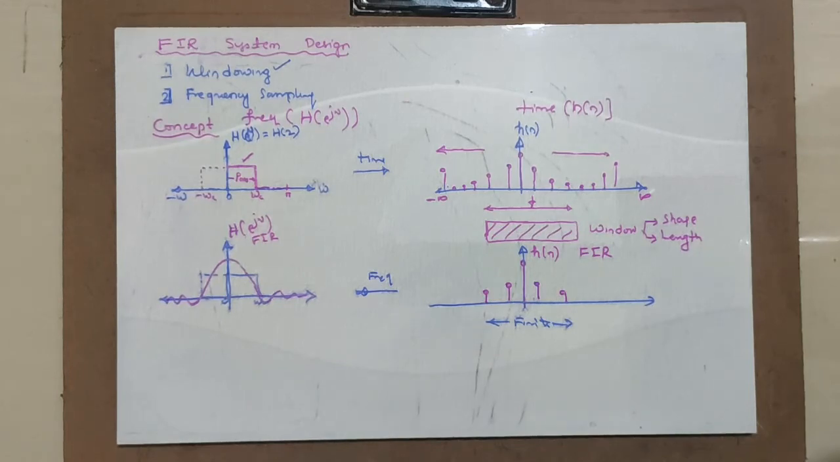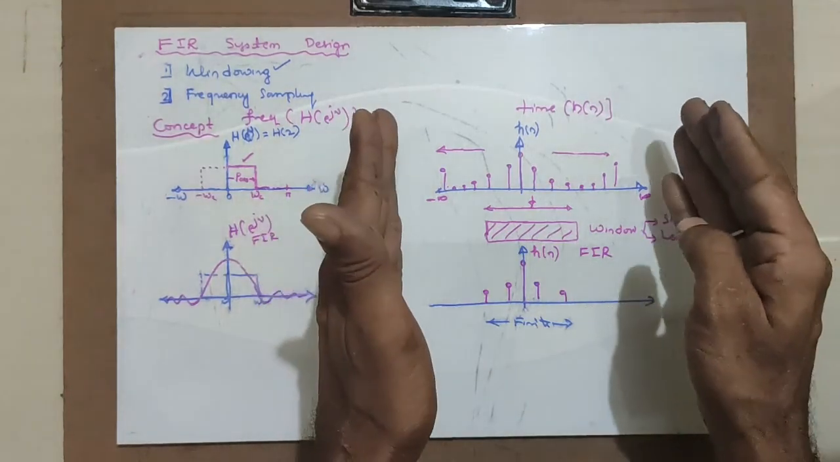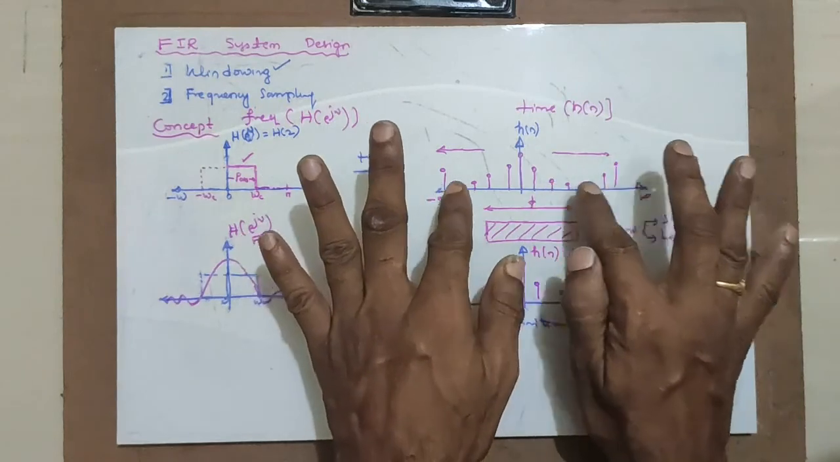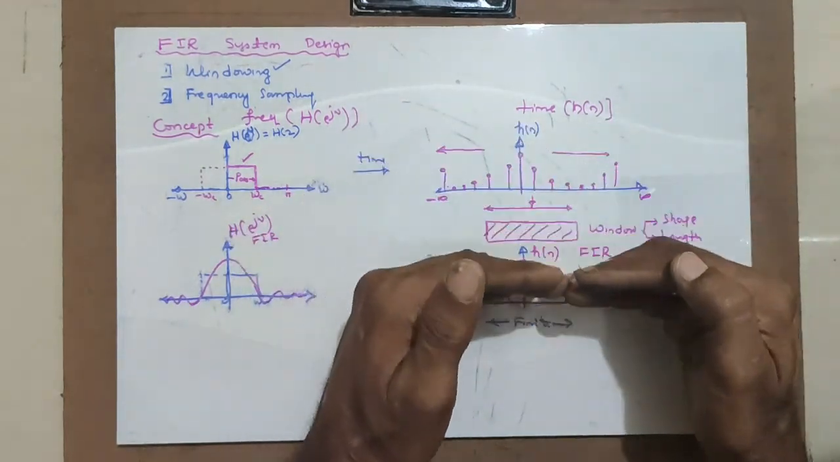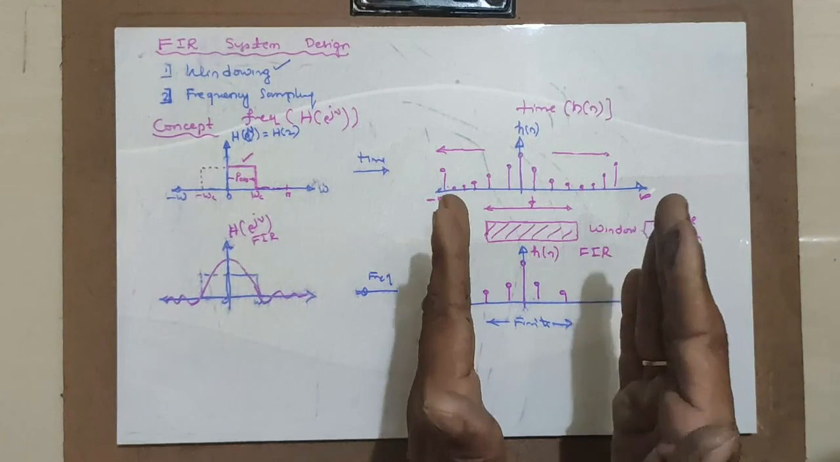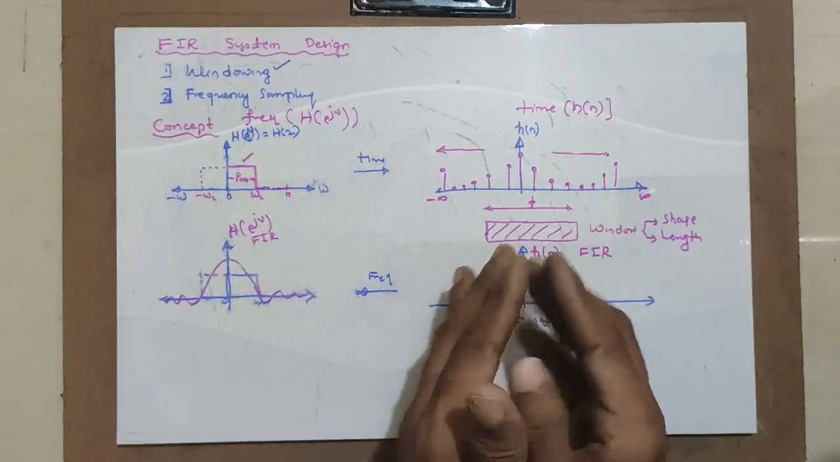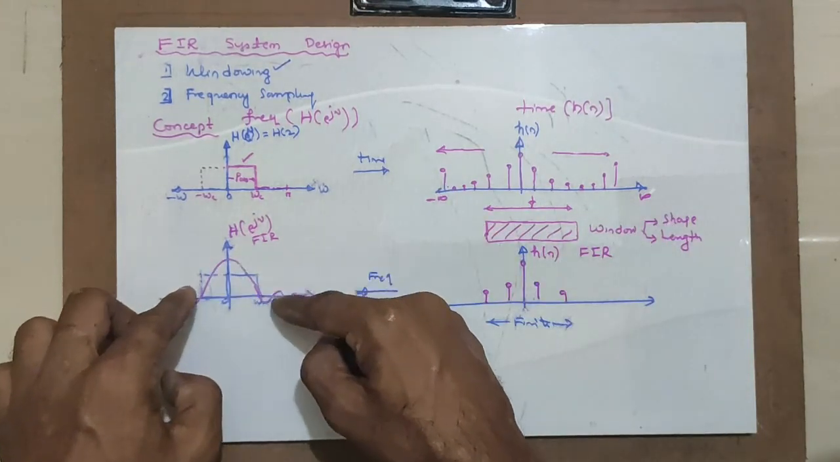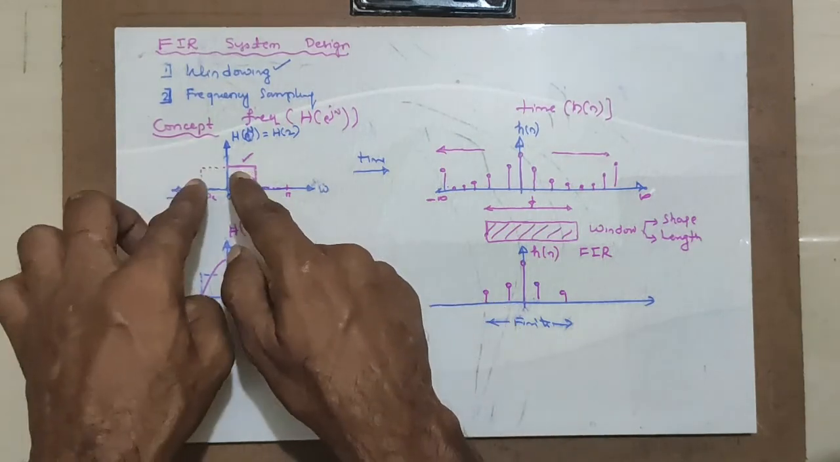Let us go ahead later through a numerical example. In this video session, I explained the difference between FIR system design, FIR system and IIR system, and I just tried to give you a concept of FIR system. What is the concept? Very shortly I will explain. The infinite impulse response is passed through a window so as to make it limited. When you made it limited, the frequency response changes like this. Actually, it should be like this ideally.